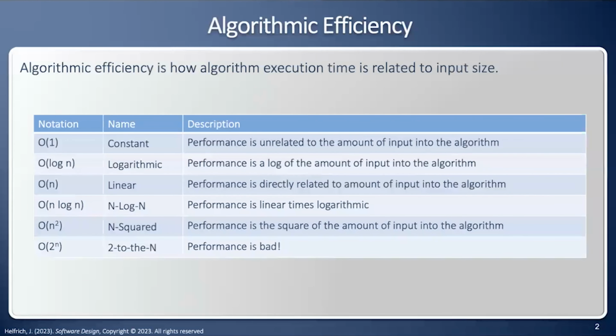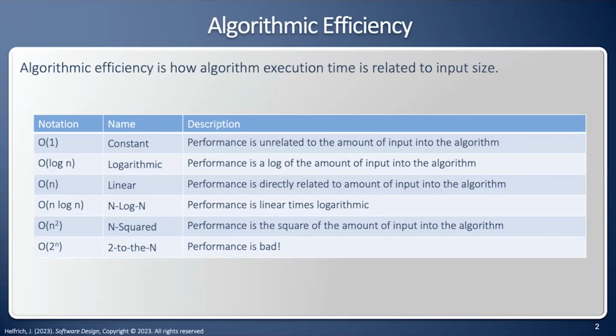O sub 1, otherwise known as constant, means that the speed of the algorithm is independent of the size of the input. That's really the gold standard. Log n means logarithmic, which means performance is a log amount of the input in the algorithm. In other words, if we double the size of the input, it'll take 1 extra unit of time. O sub n is linear, which means performance is directly related to the amount of input to the algorithm. If we double the input, then it'll take twice as long.